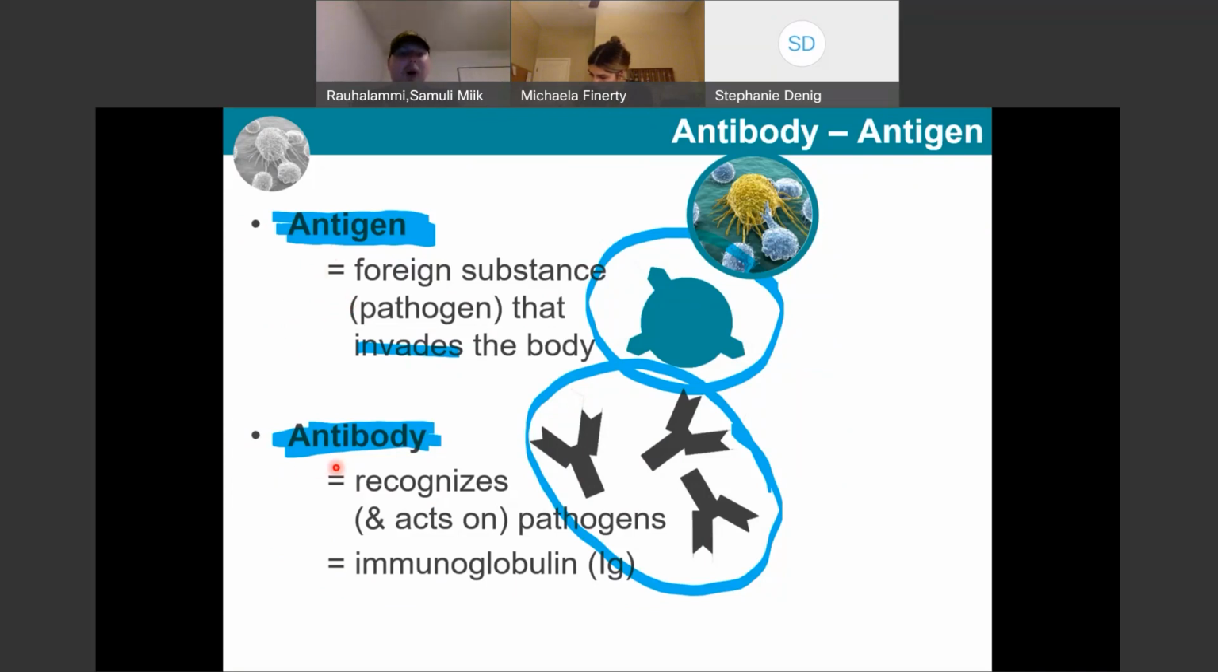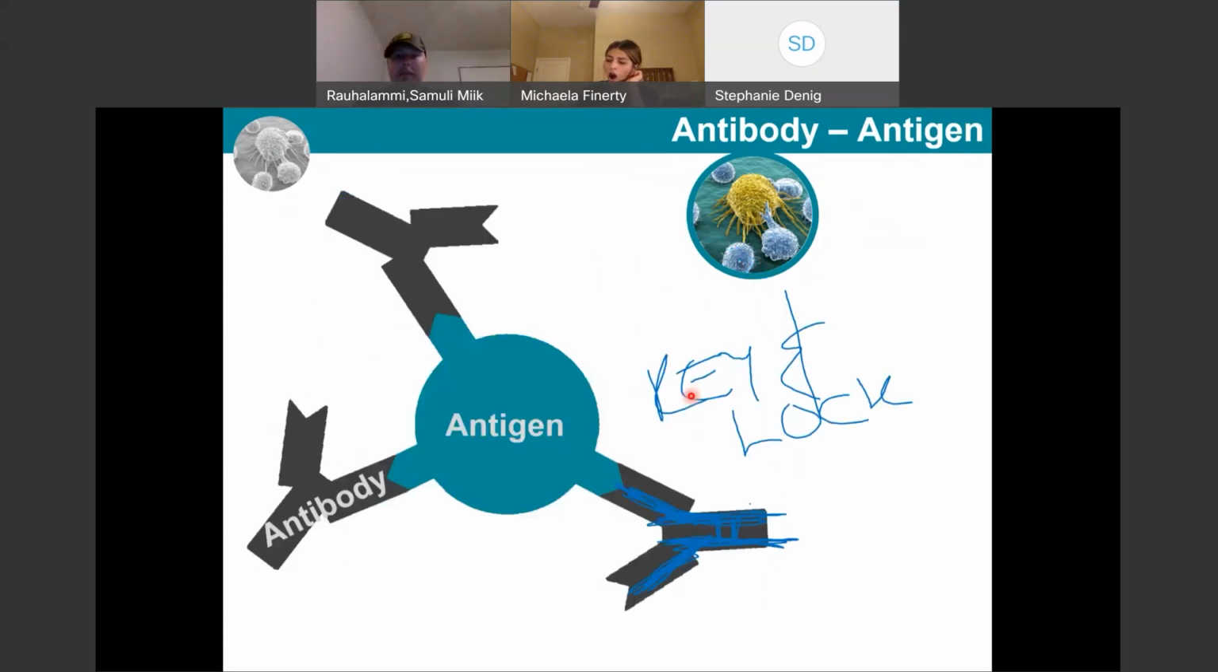We also have antibodies. Antibodies are these elements that recognize these pathogens and act on these pathogens. And those are often known as immunoglobulins or abbreviated as IG when we write a lot of notes about them and when we talk about different types of antibodies. So if you go into the field of immunology, you might end up learning a lot of different kinds of immunoglobulins. The reason why I've drawn them out here is that I wanted to really try to illustrate that antigen and antibody must always be a match.